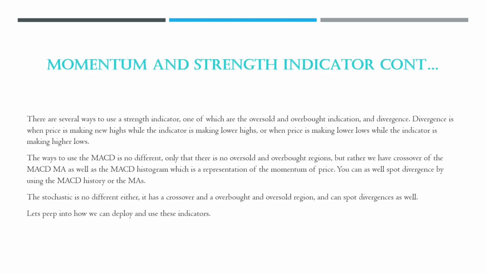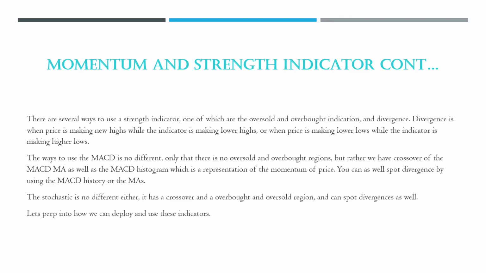There are several ways to use a strength indicator, one of which is the oversold and overbought indication, and divergence. Divergence is when the price is making new highs while the indicator is making lower highs, or when price is making lower lows while the indicator is making higher lows.